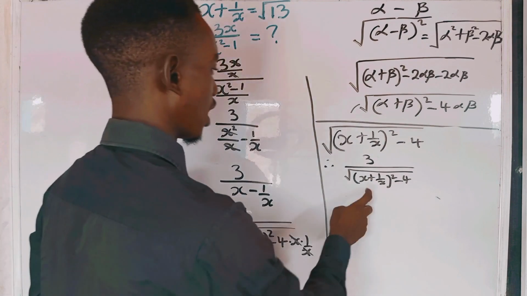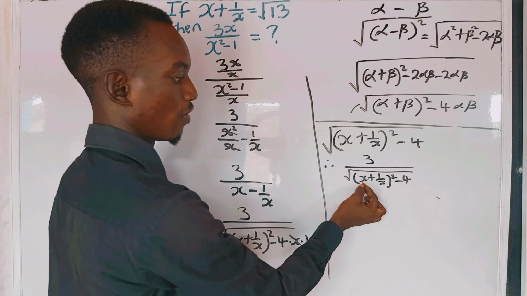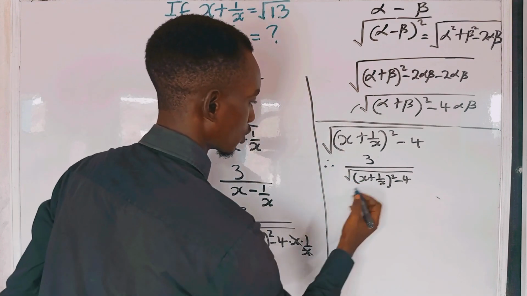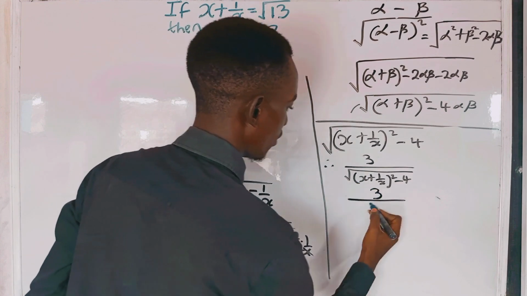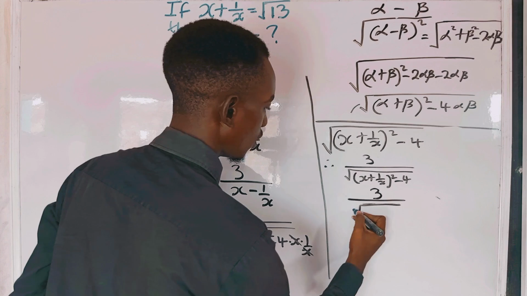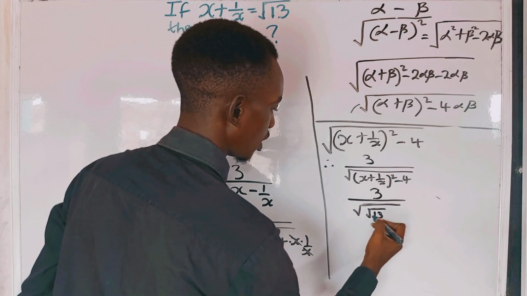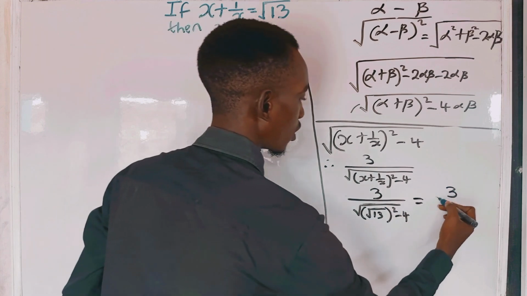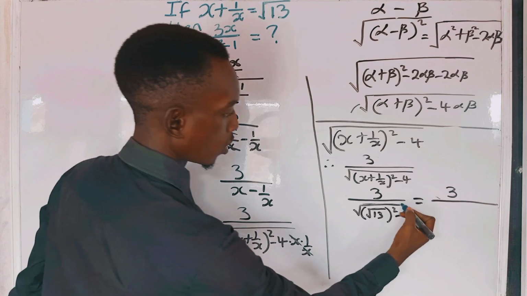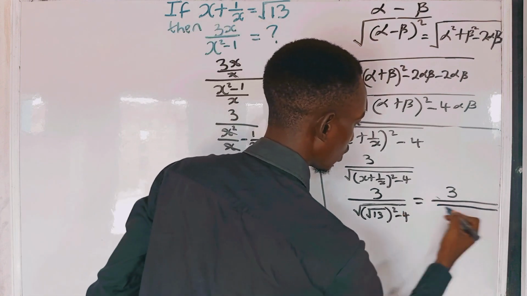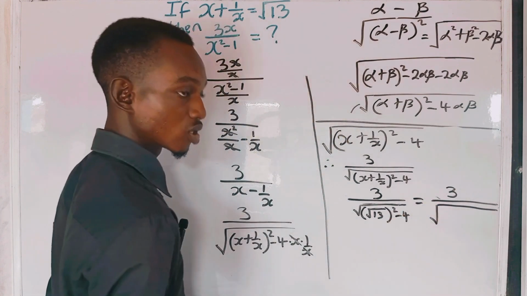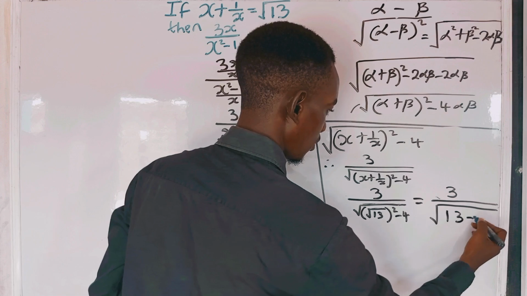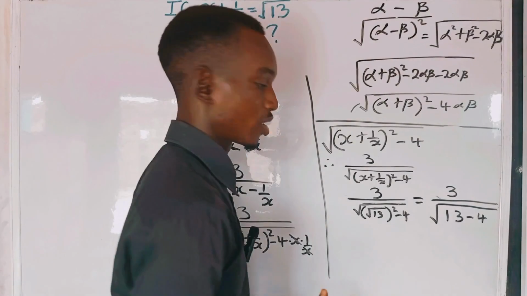Okay, so here we can use direct substitution. Whenever we see x plus 1 over x, we input root 13. So here we have 3 divided by the square root of (root 13) squared minus 4. That will give us 3 all over the square root of... root 13 squared gives us what? 13. Okay, so we have 13 minus what? 4. Okay, so let's continue.